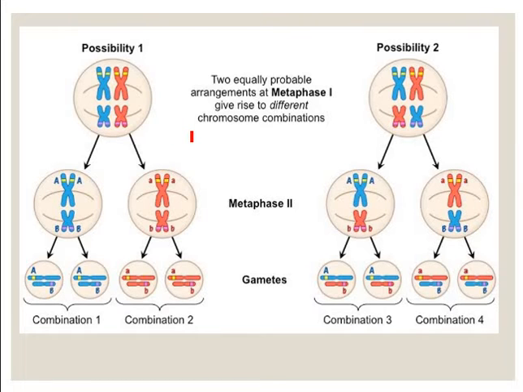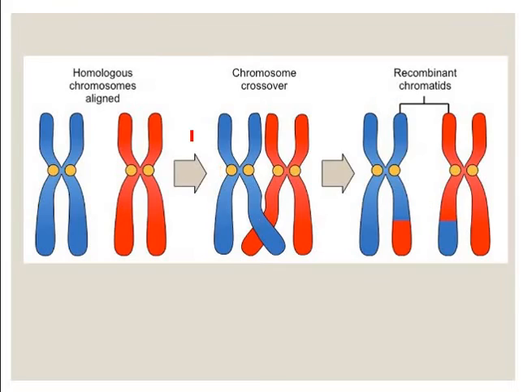And this is only with 2 sets of chromosomes, so you can imagine how many different variations there can be with 23 pairs. And just to remind you, crossing over is when your homologous chromosomes line up, and then the non-sister chromatids exchange alleles by literally breaking off bits of the chromosomes at this point called the chiasma, and you get these recombinant chromatids at the end of it.